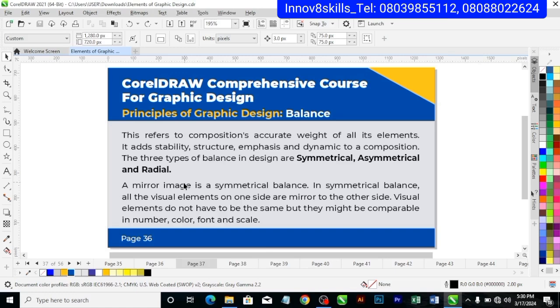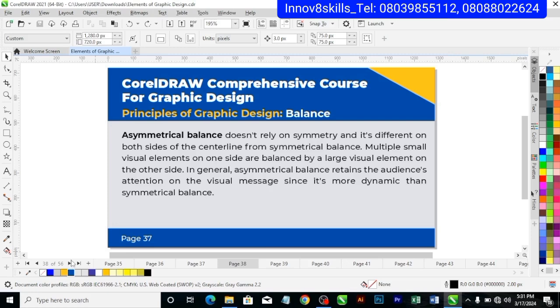So, we have a mirror, for example. One side will be like a mirror of the other side, like the human body. We have a left and right hand, and a left and right leg. The same thing happens in design. Whenever a design is said to be balanced symmetrically, it means that the elements on the left-hand side have equal weight compared to the ones on the other side.